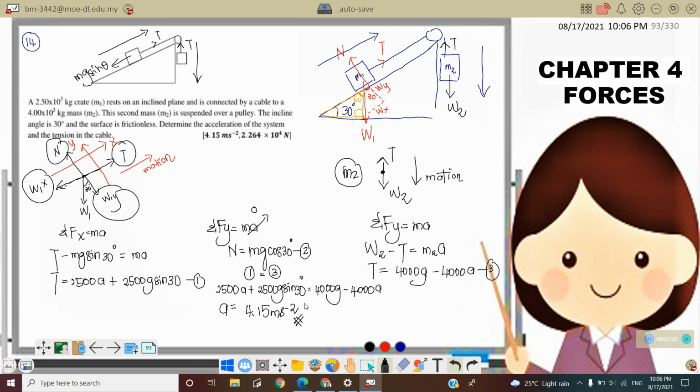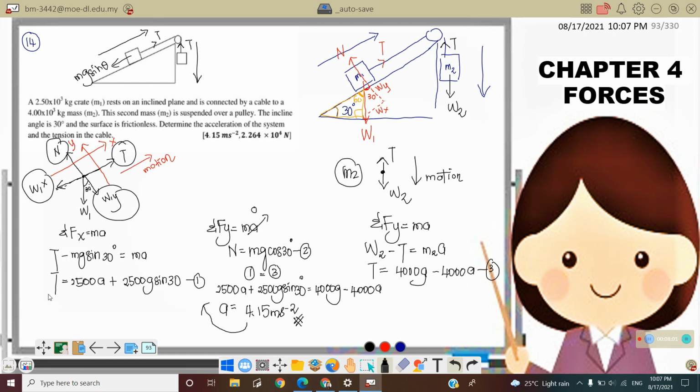Okay, so you substitute the value G, you will get the acceleration, where the acceleration is equal to 4.15 meter per second square. Okay, so this is the first part where you can get the acceleration. Next we go to tension. So after you obtain the acceleration, you substitute back to equation 1 or equation 3 also can.